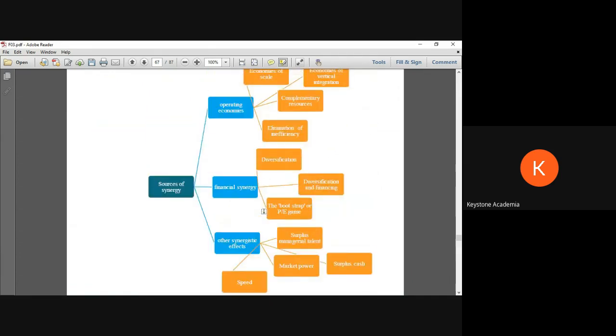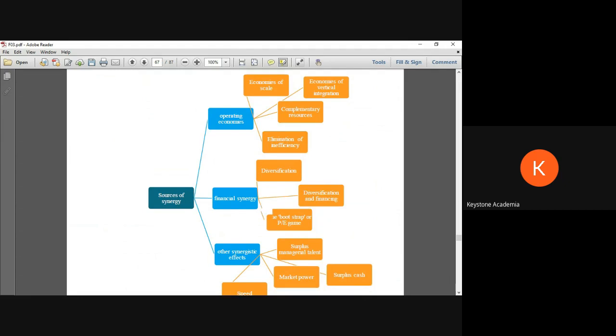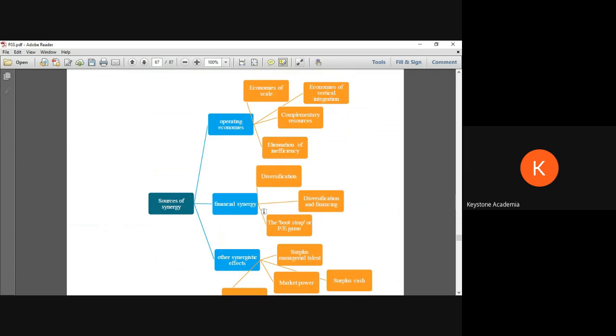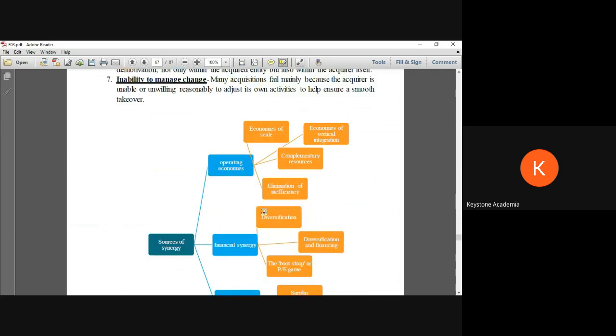Is anything missing here in the synergy? What else is synergy when we acquire other companies? Or basically the benefits, if not synergy. Risk management. They have not mentioned that. Risk management is also there, especially when you go into a different industry.